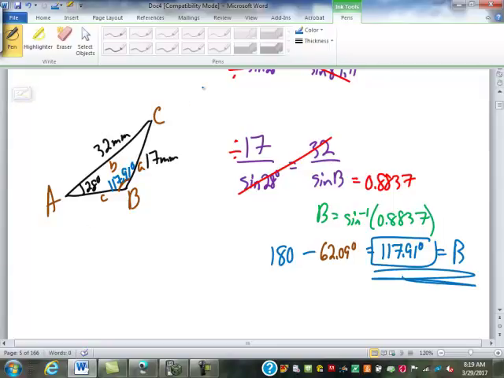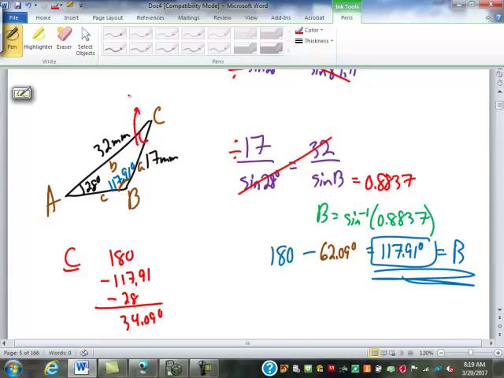Now we would proceed to find angle C by subtracting from 180. So it'd be 180 minus 117.91 minus 28, which ends up being 34.09 degrees. And from there, then you would find the length of side C.